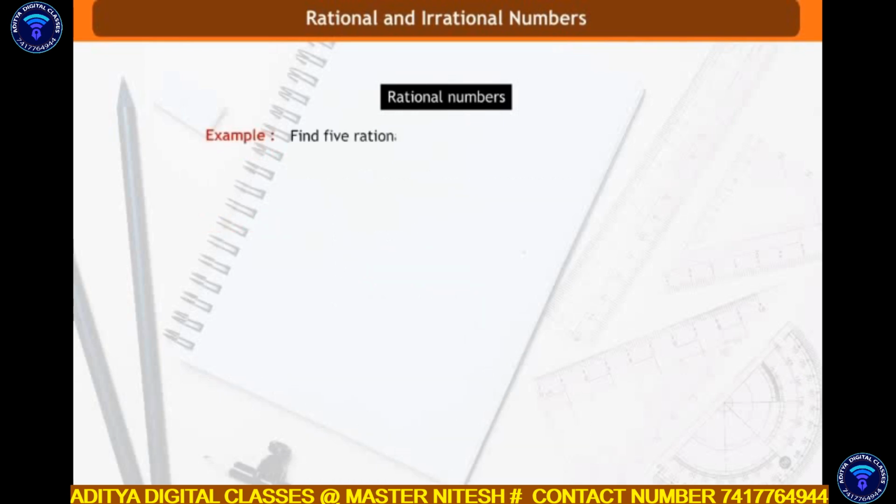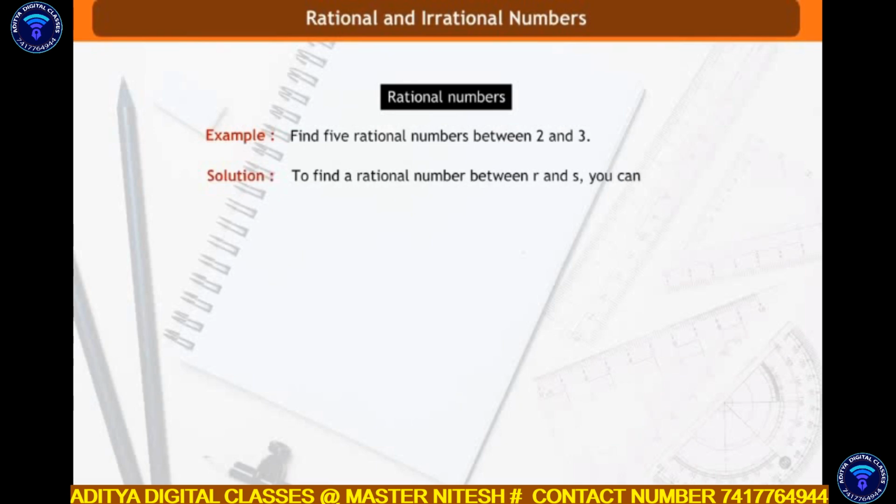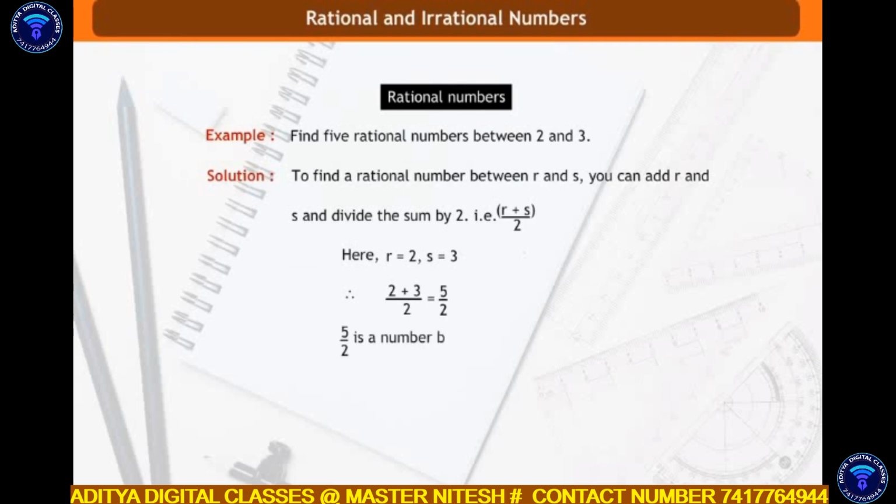Example. Find 5 rational numbers between 2 and 3. Solution. To find a rational number between r and s, you can add r and s and divide the sum by 2. That is, r plus s divided by 2. So here r is equal to 2 and s is equal to 3. Therefore, 2 plus 3 by 2 is equal to 5 by 2. 5 by 2 is a number between 2 and 3.